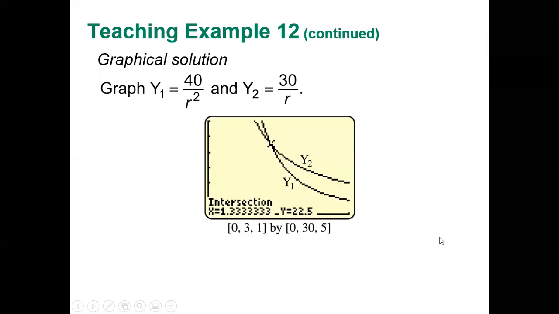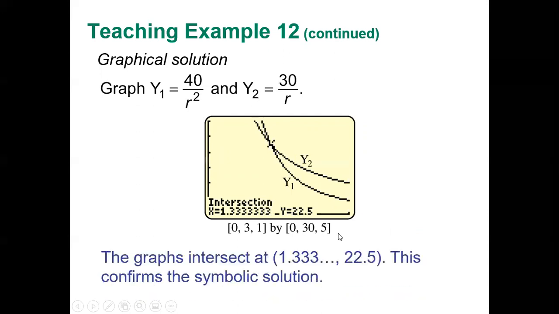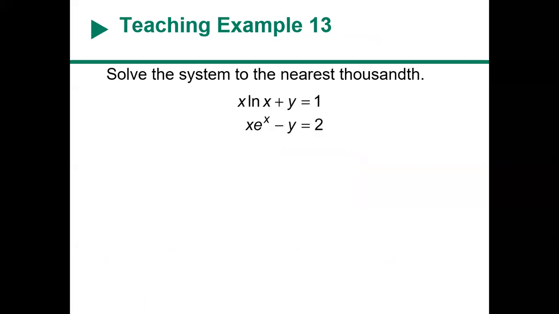You can verify it in the calculator by graphing what you solved H for both of them, but instead of using R in the calculator, you would use x, and then you graph, find their intersection, and you're going to get 1.3333 and 22.5. Okay. And so we did it right by hand.